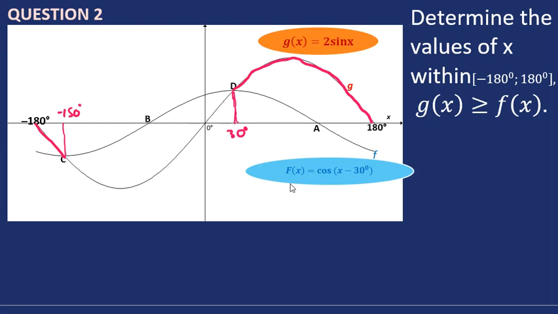So when x is smaller or equal to negative 150 degrees, that's to the left, or again, if x is bigger or equal to 30 degrees but smaller or equal to 180 degrees, then the graph of g is bigger.